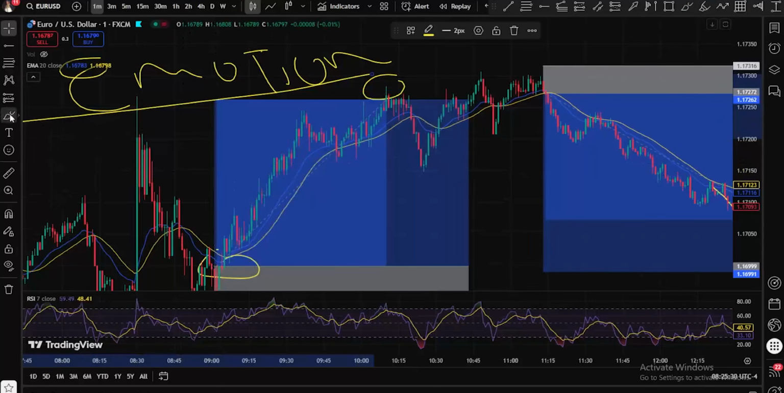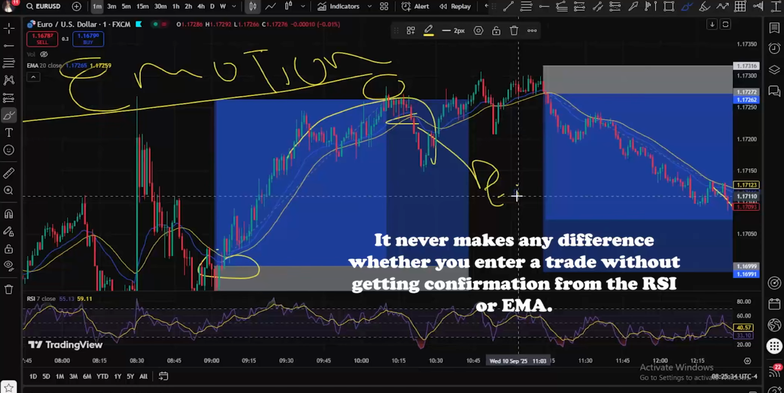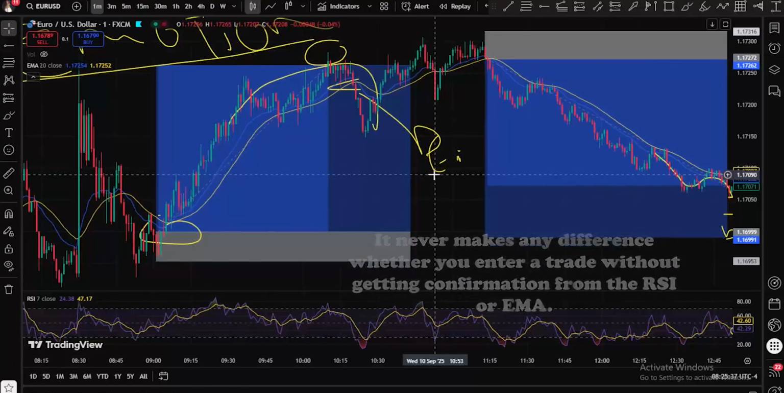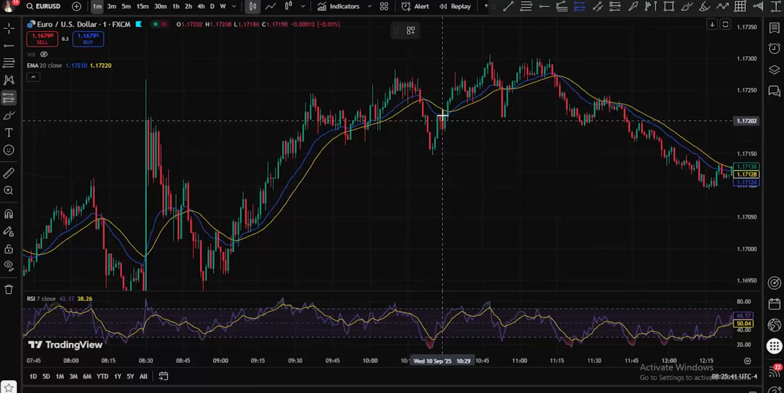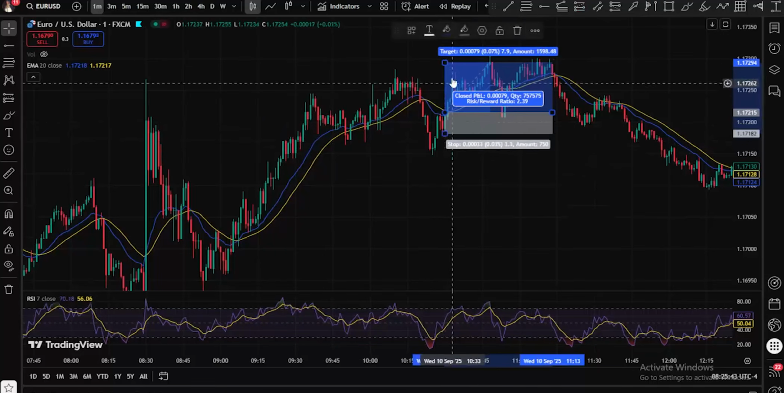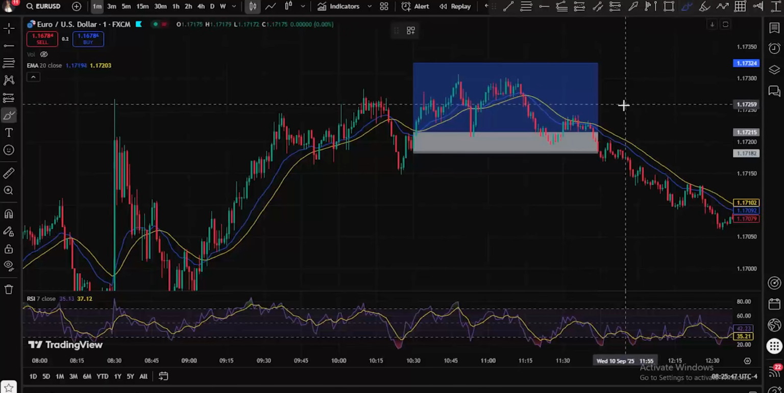Mistake 1. Entering without RSI confirmation. Many enter just by seeing the EMA cross, without paying attention to the RSI. The result? Wrong entries in a row. RSI acts as a filter. You should always get its confirmation.